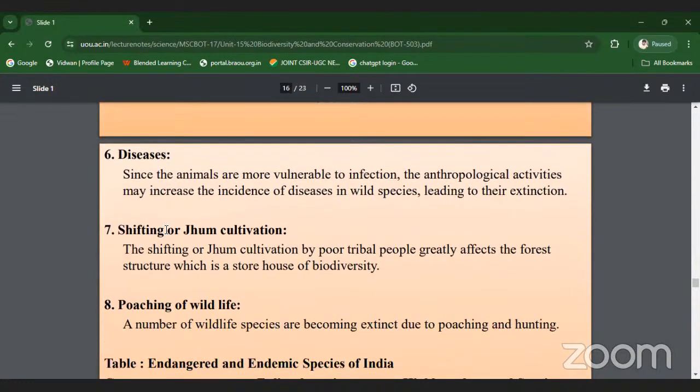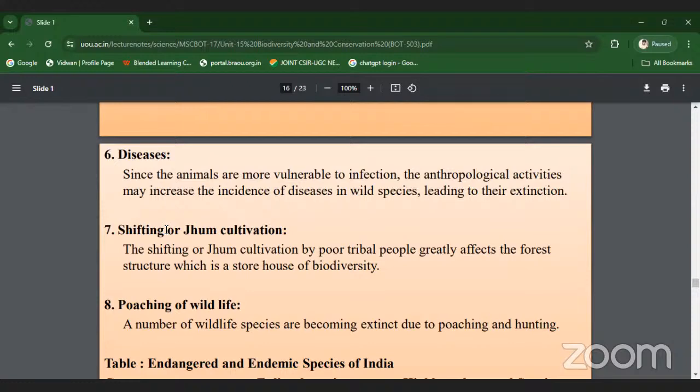And diseases due to vulnerable infection; some anthropogenic activities may increase the incidence of disease. So due to the disease also, the existing disease. For example, the influenza virus, which is found in birds. The bird population completely decreases when infected, especially due to bird flu.